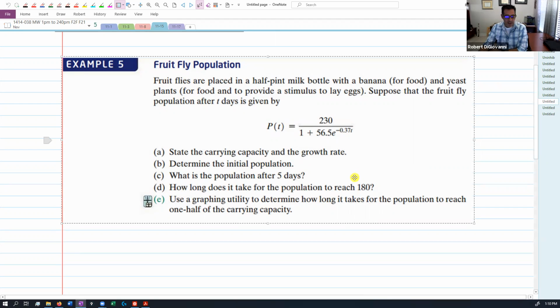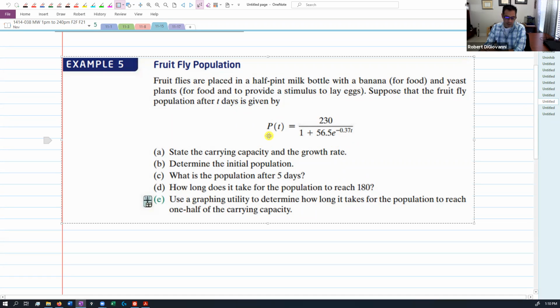Fruit flies are placed in a half-pint bottle of milk with a banana for food and yeast plants for food to provide a stimulus to lay eggs. I'm not sure who's running this experiment. Doesn't sound fun to me, but we've got this situation, right? Fruit flies in a bottle. So suppose that the fruit fly population after t days is given by this.